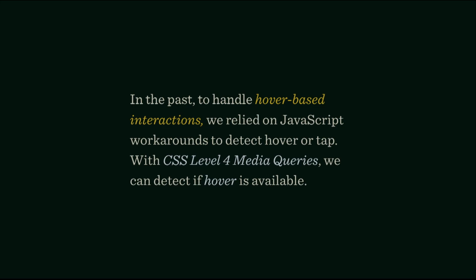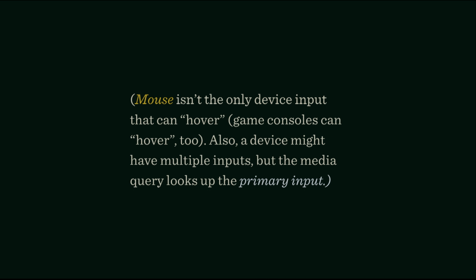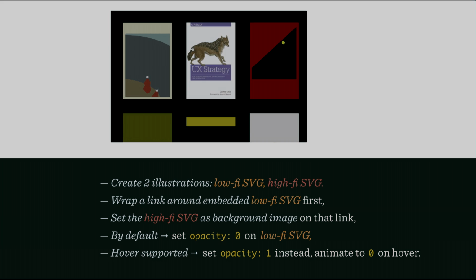Now, with CSS level 4 media queries, we can detect reliably if hover is available. And more specifically, this is probably what we're going to do. We create two images, right? By default, we wrap a link around an embedded low fidelity SVG. Then we set the high fidelity SVG as background on it. And we set opacity 0 on lo-fi. And then we change it to 1 on hover, but only if hover is available, right?